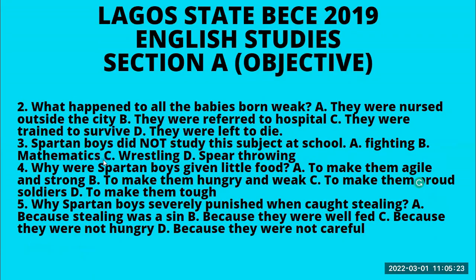Spartan boys did not study this subject at school, and that is mathematics. All the other options were the very subjects, if you like, that they were taught at school. Who would have even thought that fighting could be a subject, or wrestling, or spear throwing? But that was what happened at Spartan schools, in those olden days anyway. Now, question number 4. Why were Spartan boys given little food? Another ironical discovery. Well, to make them agile and strong?